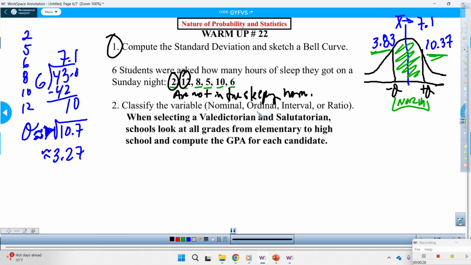Classify the variable: nominal, ordinal, interval, or ratio. When selecting a valedictorian or salutatorian, schools look at all grades from elementary to high school and compute the GPA for each candidate. Tell your neighbor what kind of variable that is.